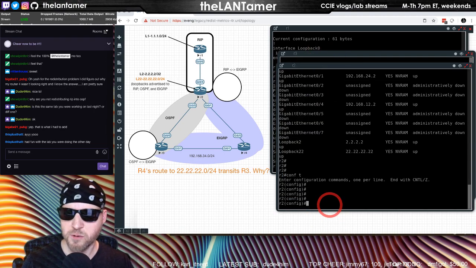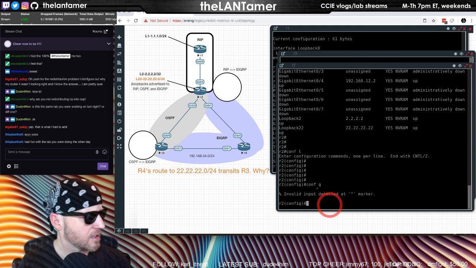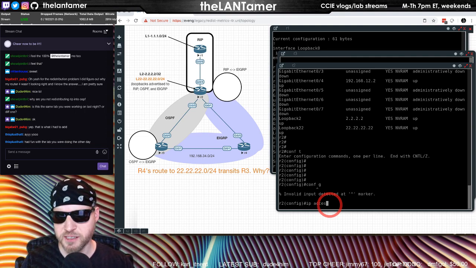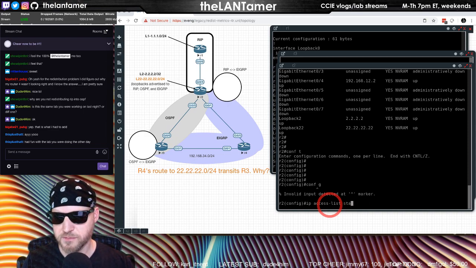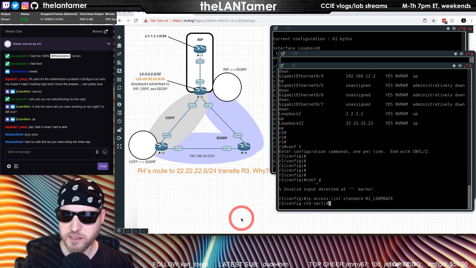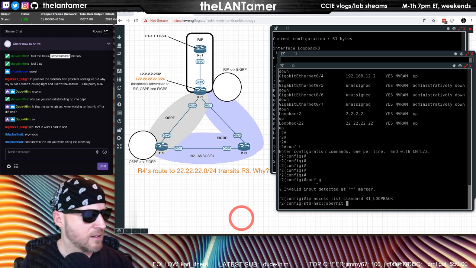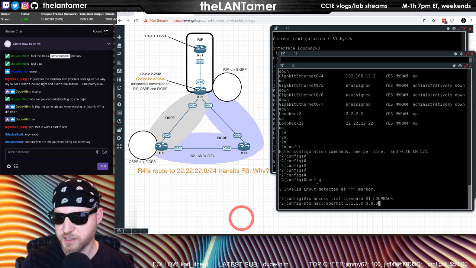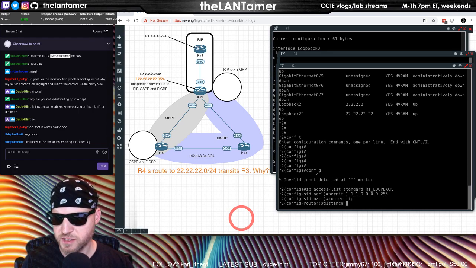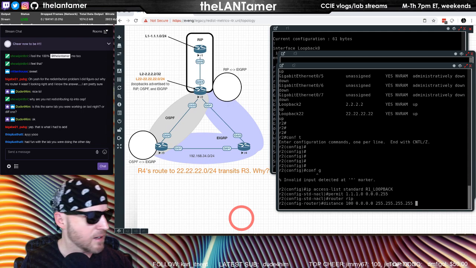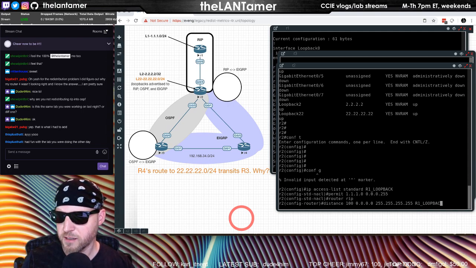So what we did here is we'll do an ip access-list standard. Same thing I did yesterday. R1_loopback, and then permit 1.1.1.0. Yeah, it is a /24. And then we do router RIP. Yeah, distance 100. Yeah, R1_loopback.